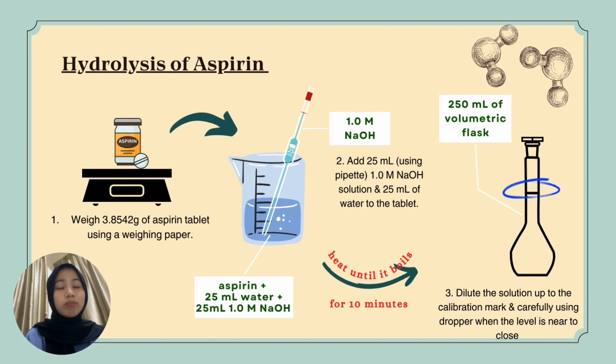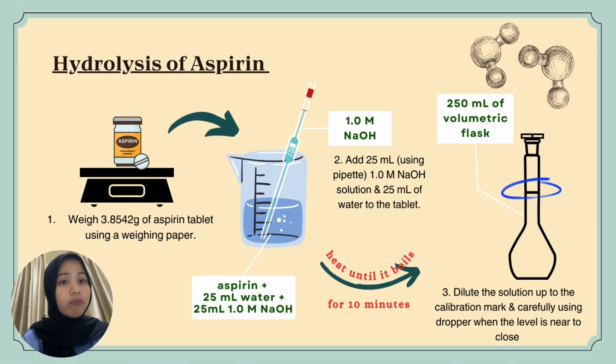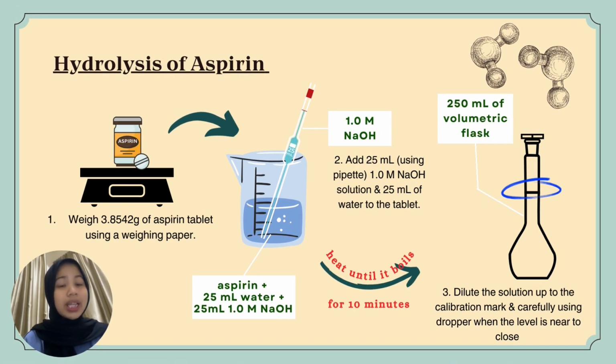We're going to start the process with hydrolysis of aspirin. First, we're going to weigh 3.8542 grams of aspirin tablet using a weighing paper, and then transfer it into a 250 ml conical flask. After the transfer, we're going to add 25 ml of 1 molar NaOH solution using a pipette, and also 20 ml of water to the tablet.